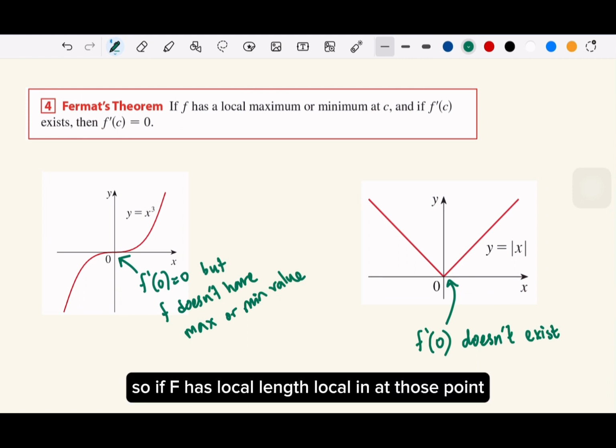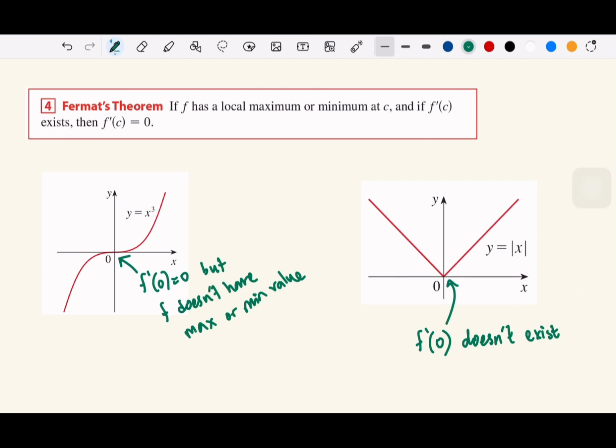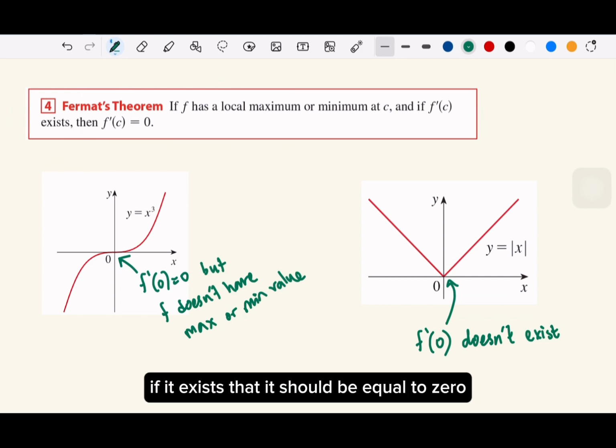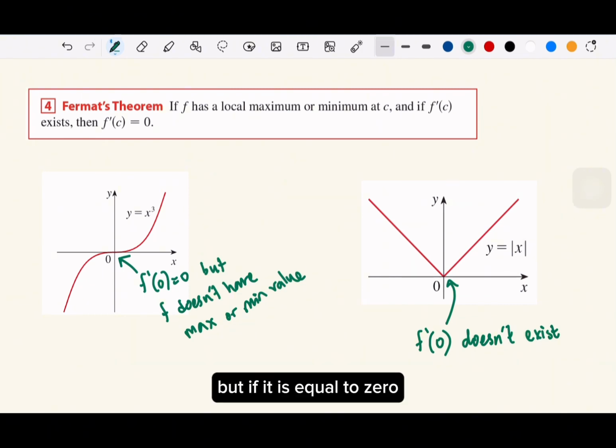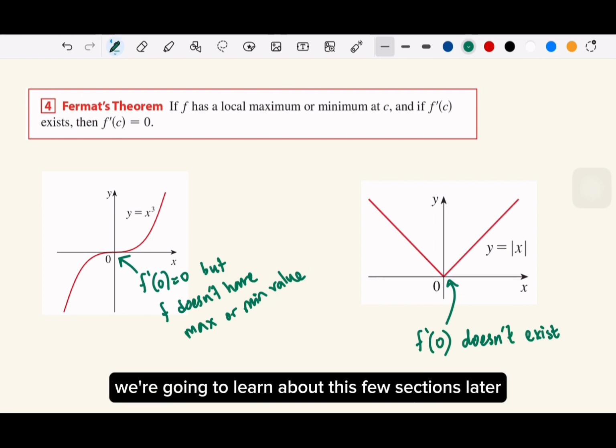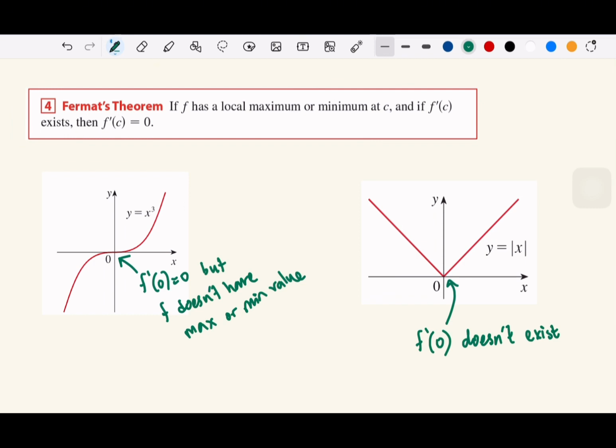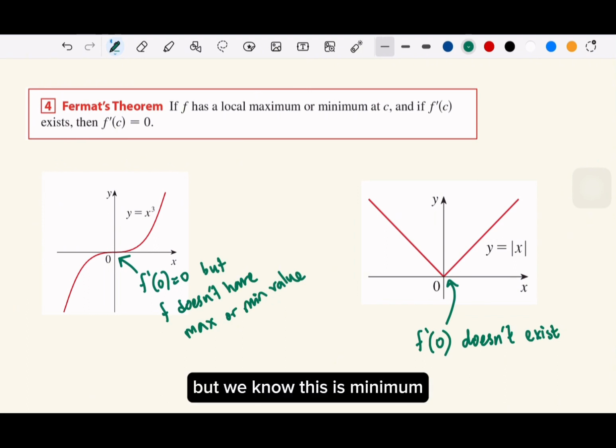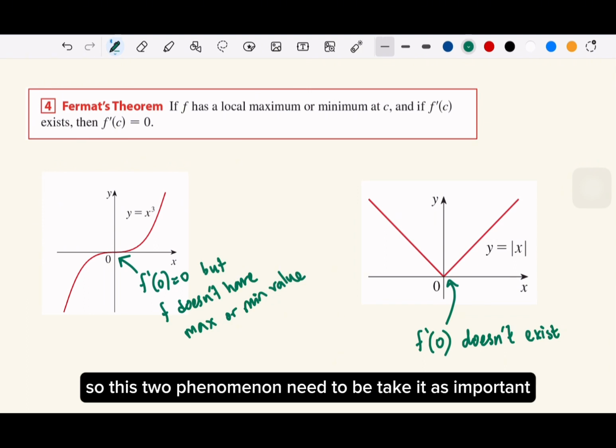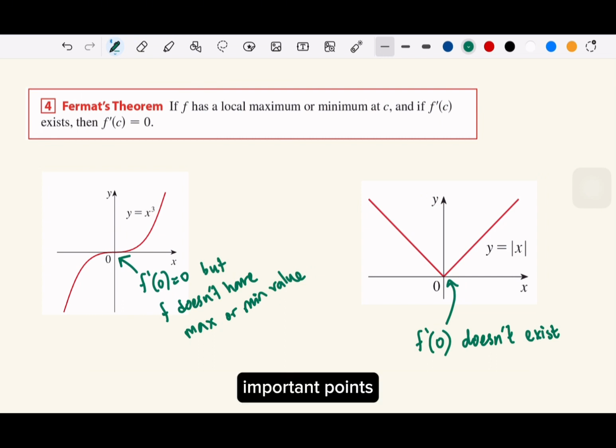So if f has a local max or local min at those points, the f prime, if it exists, should be equal to 0. But if it is equal to 0, it doesn't necessarily mean a local max or min. It can be another case, like this one, which is not max, not min. We're going to learn about this a few sections later. And here, the f prime doesn't exist, but we know this is a minimum. So these two phenomena need to be taken as important points.